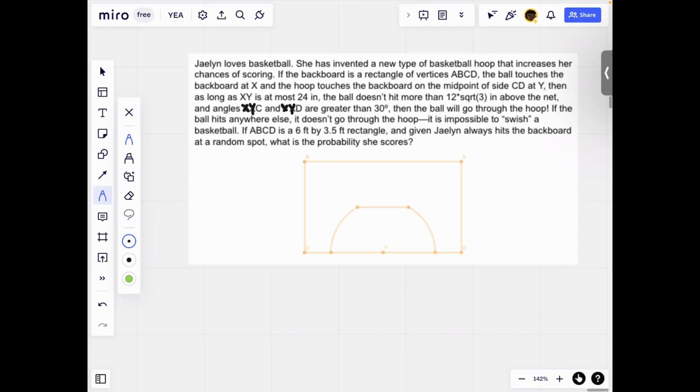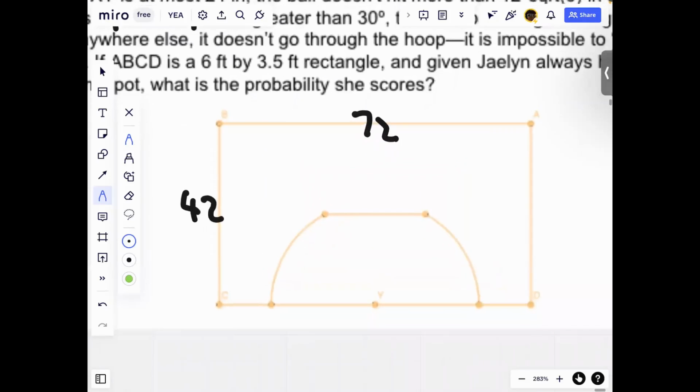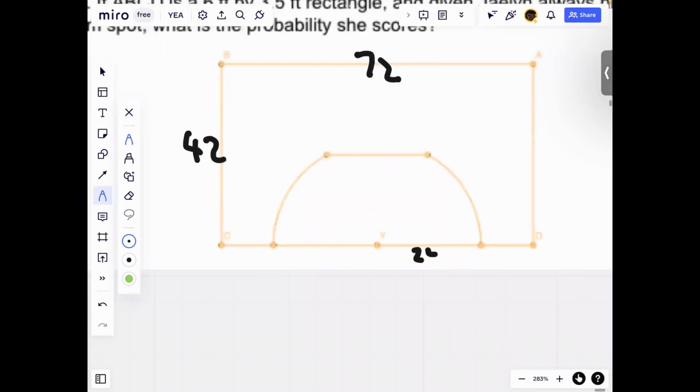Switch to basketball. If ABCD is a 6 by 3.5 feet rectangle and given Jalen always hits the backboard at a random spot, what is the probability she scores? So 6 foot by 3.5 foot is 42 inches by 72 inches, and the radius of this is 24 inches, and the height is always less than 12 square root 3. So you have this is 24.